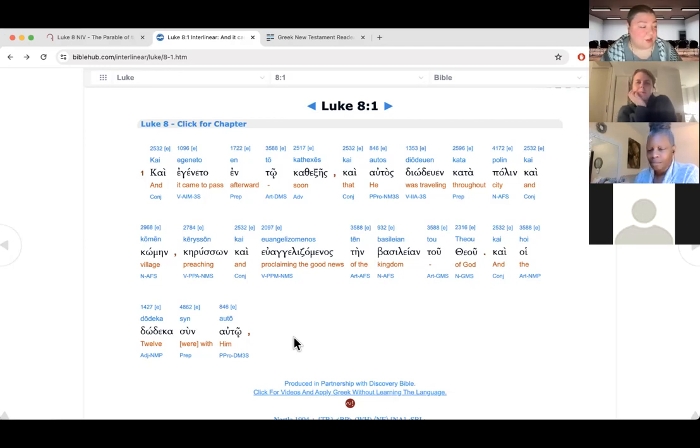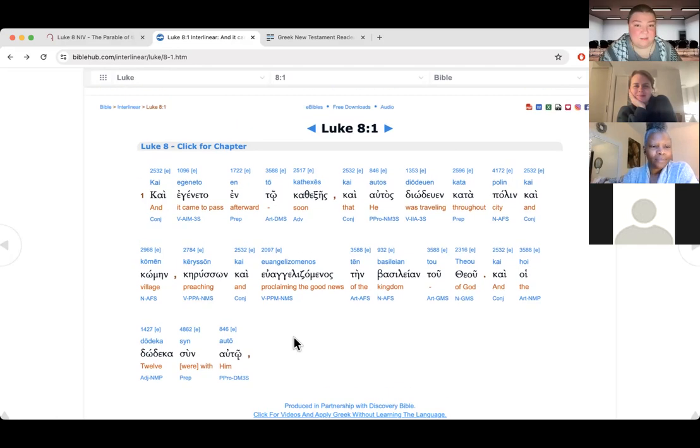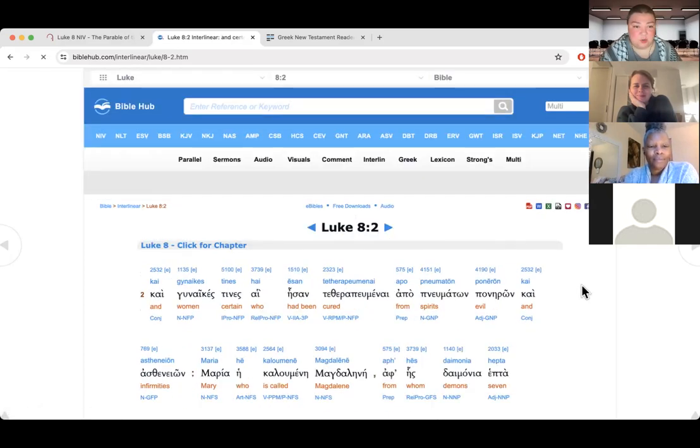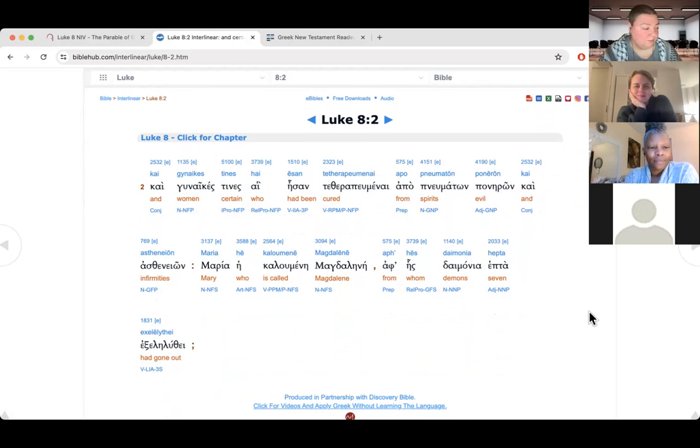And that is simply because Greek words in a sentence don't always appear in the same order as in English. Greek, in fact, can be hilariously jumbled. A little example of this, let's see, verse 2: "And women certain who had been cured from spirits evil." So we wouldn't leave the words like this in our translation. We'd order them so that they make sense in English. We'd order them as, "and certain women who had been cured from evil spirits."